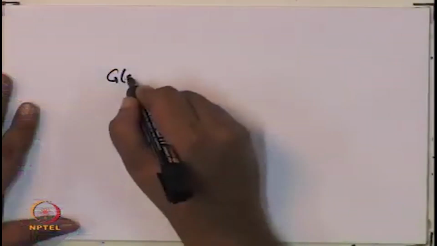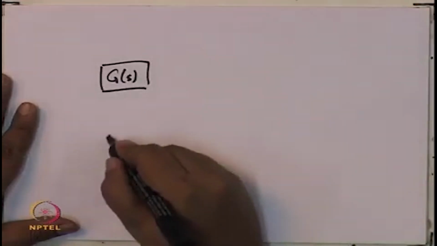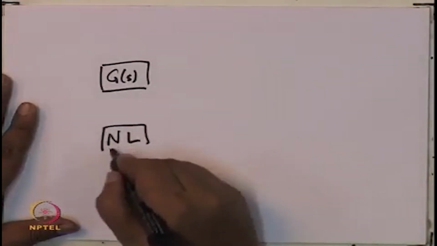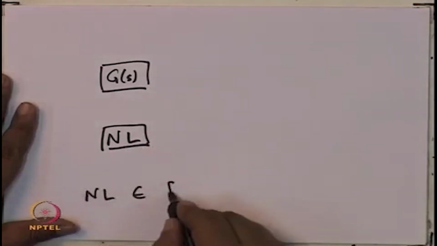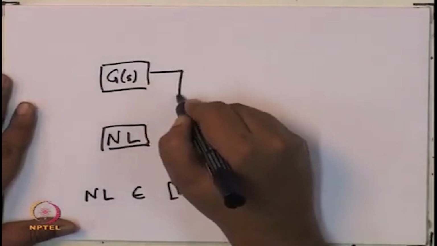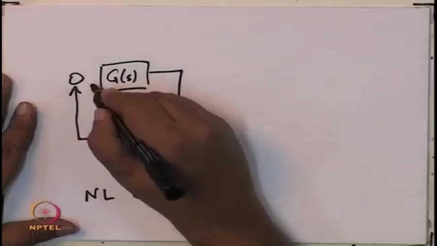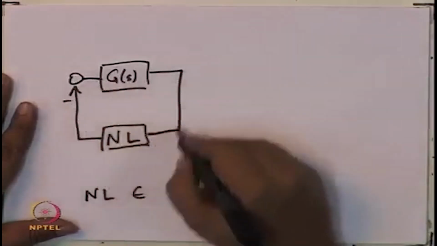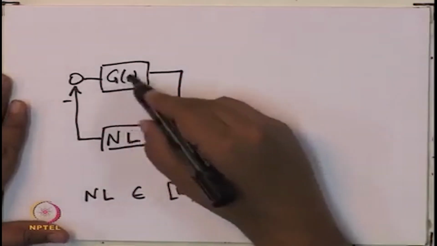So, what we are going to do is, here is a linear plant and here is a nonlinearity, and we are assuming that this nonlinearity is in the K1 infinity sector. And we would like to know, when you do this feedback connection, what are the linear plants?